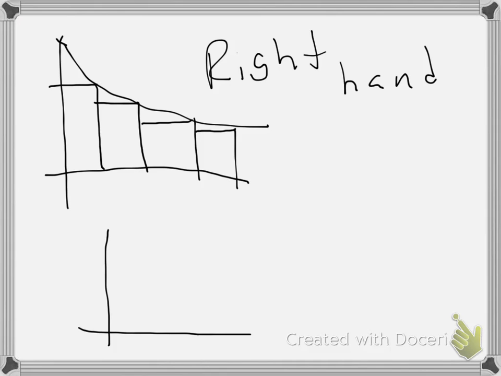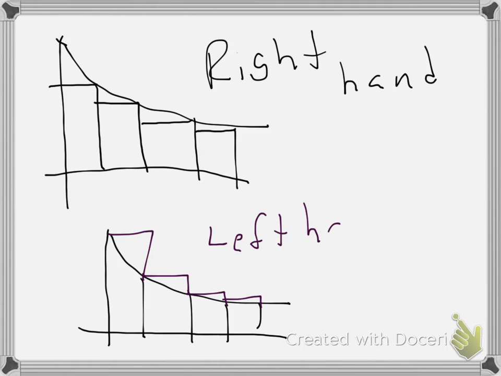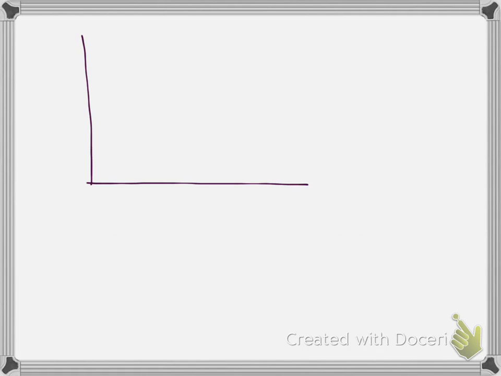Now, if we took a graph that looked similar, and this time we came from the left, that's a left-hand sum. Okay. I don't like that graph. There's also a midpoint sum, right?